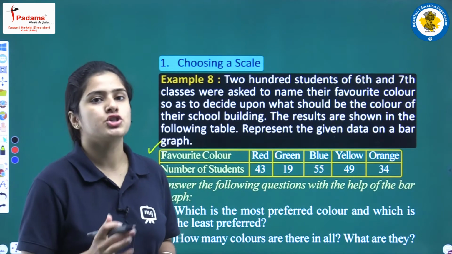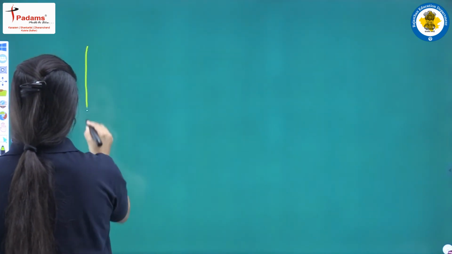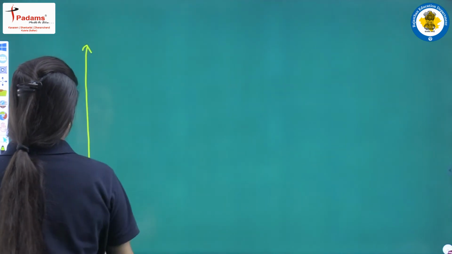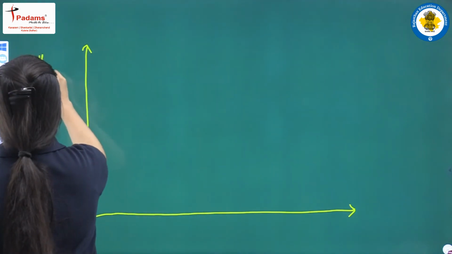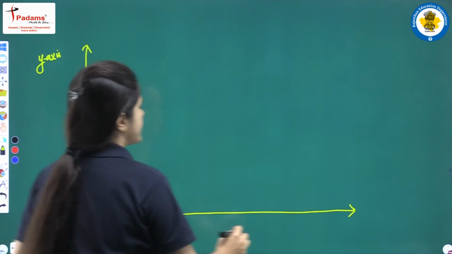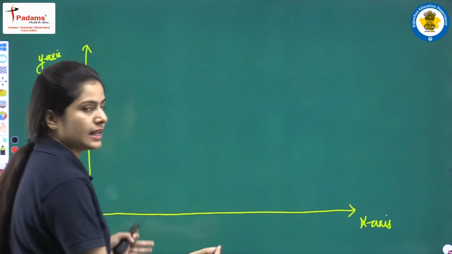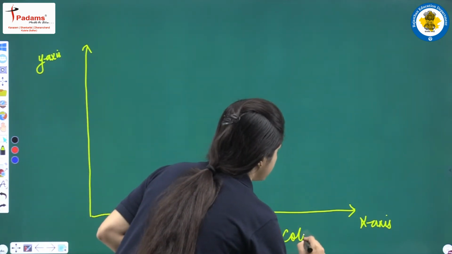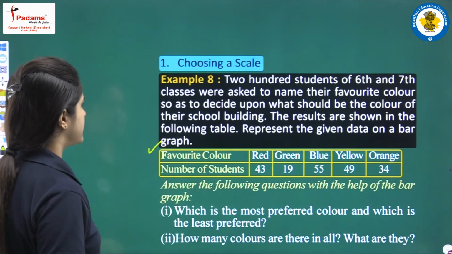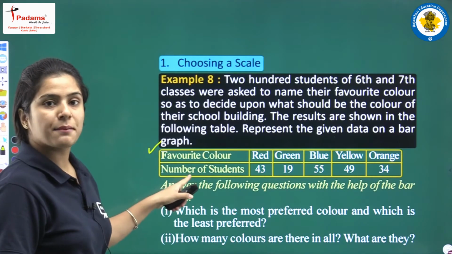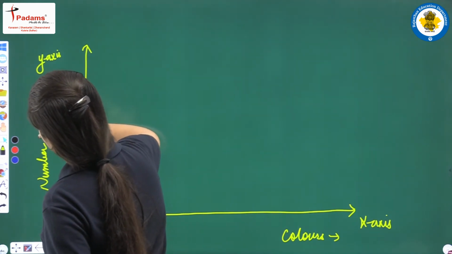Okay students, let me show how a bar graph is made. Firstly, this is the y-axis and this is the x-axis. In this axis we'll show the different colors, and in the next one, the number of students. So in this particular line we'll show the number of students.